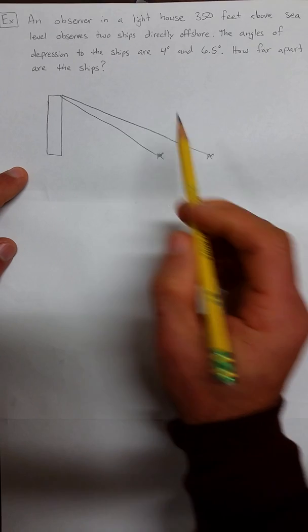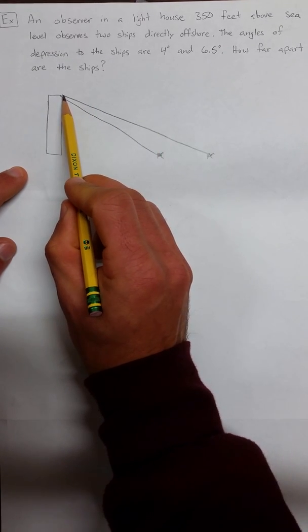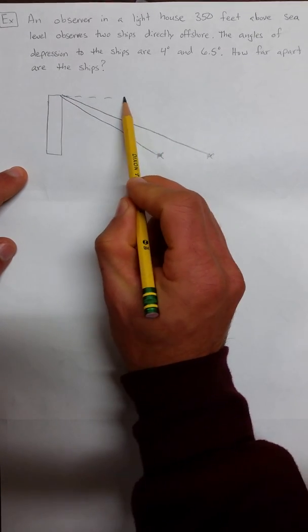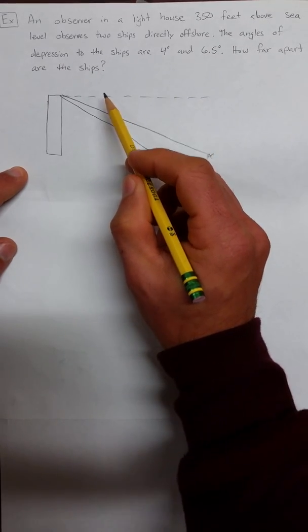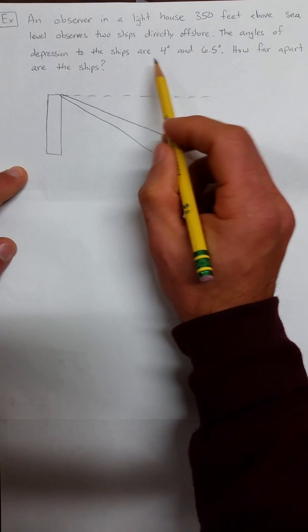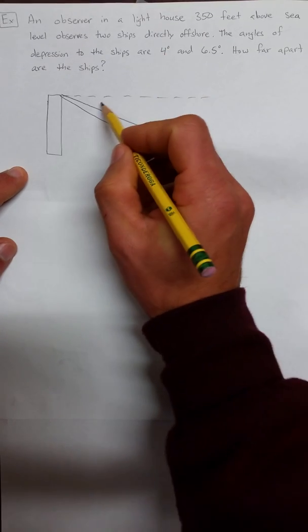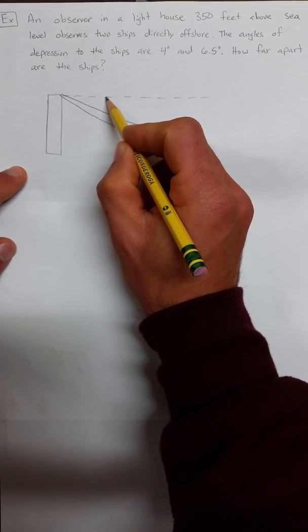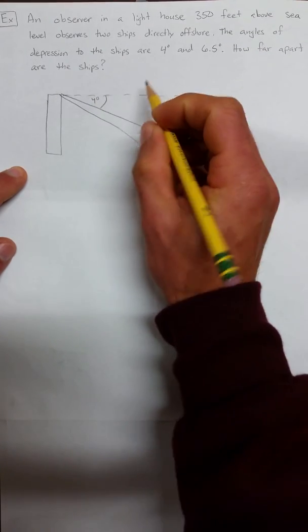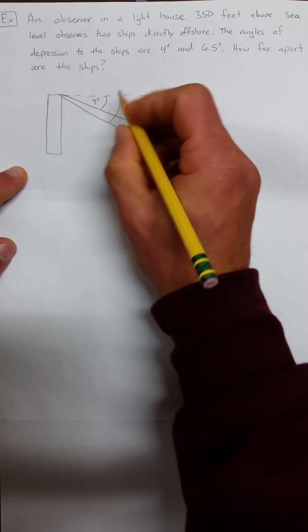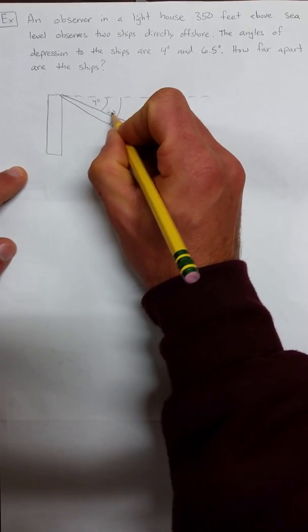when they talk about angle of depression, if you were standing on that lighthouse looking horizontally, the angle of depression would be the angle that you would see when you look downward. So when they say there's a 4-degree angle of depression, it would be from the horizontal down to that line. So this is my 4 degrees, and then this would be my 6.5 degrees.